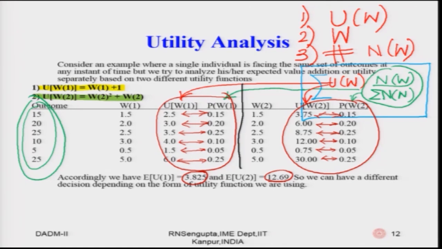about 13. I am just finding the integer values, and the expected value of the utility based on the first utility function, which is the linear one, comes out to be 4. So, we can have a different decision depending on the utility function which is there. That means, a person can take different decisions as the utility function changes.